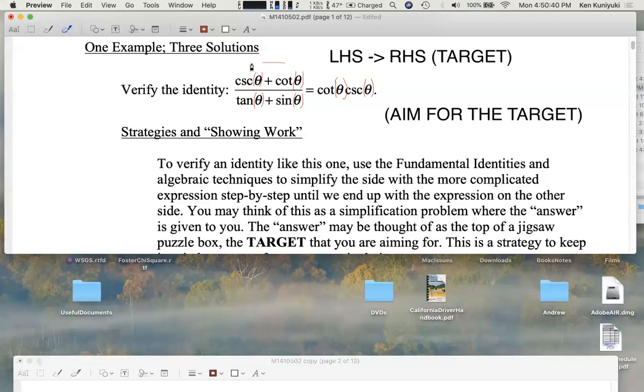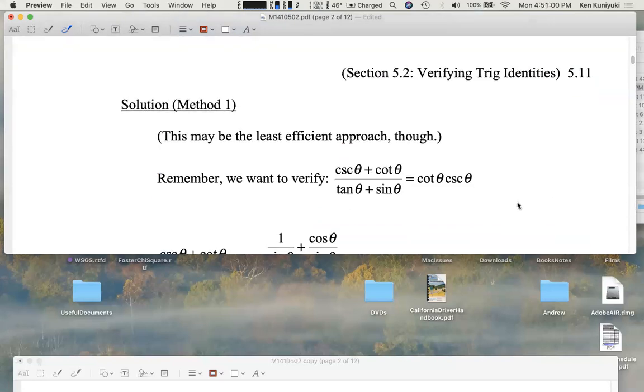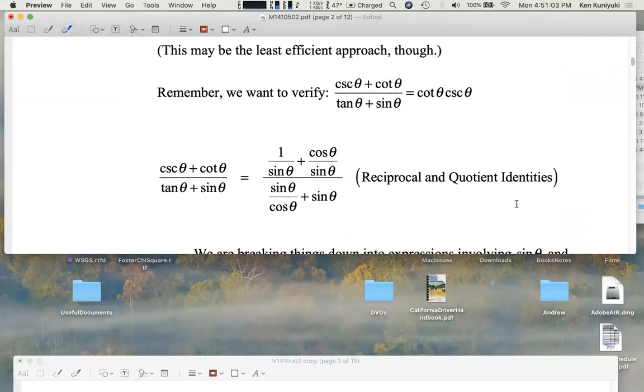A student often looks at something like this and goes, oh boy, I see cosecant, cotangent, tangent. Let's break everything down into sine and cosine of theta. And that was my very first strategy, to break everything down to sine and cosine of theta, using the reciprocal and quotient identities. So my method one. I start at the left-hand side. Here I copied the left-hand side, but you could write LHS instead, but you better indicate which side you're starting at.